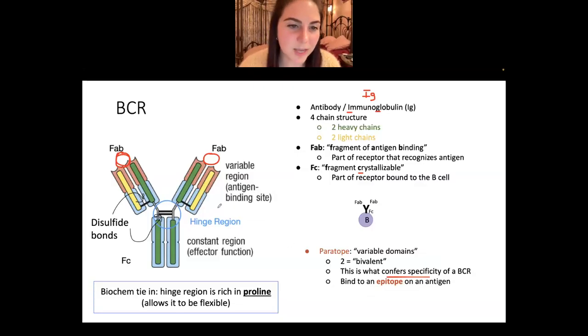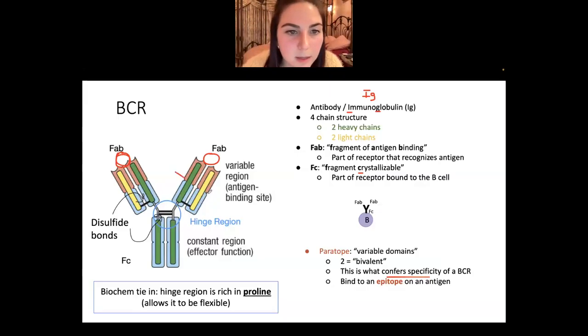And then some other things I was trying to think of to show you. So the hinge region is here, in the middle, and I tried to tie it into biochem. There's a lot of proline amino acid within the hinge region, and this is what allows it to be flexible. It's allowed to bend because of all that proline there. There's also some disulfide bonds, and that's what makes up the FAB portions of it.